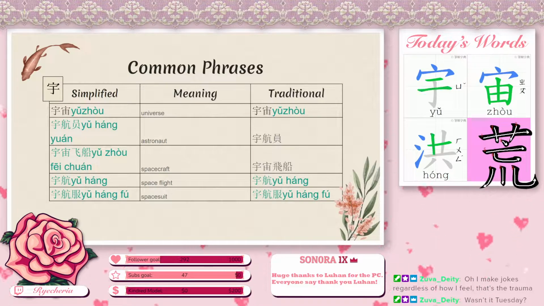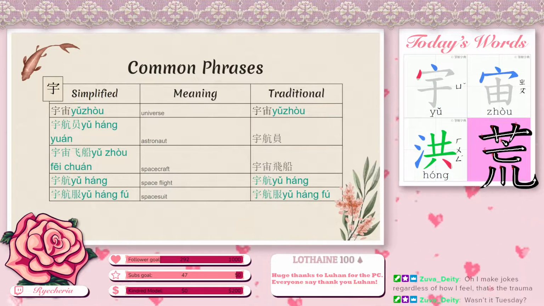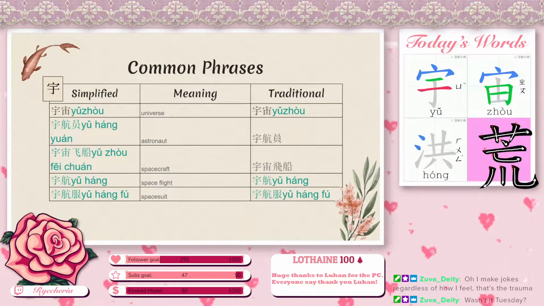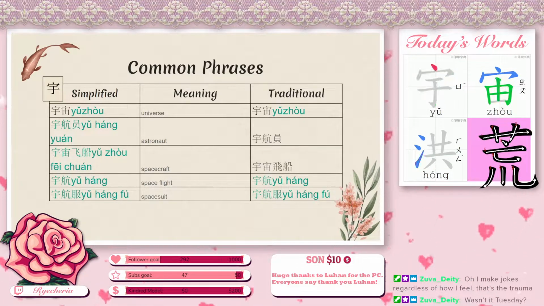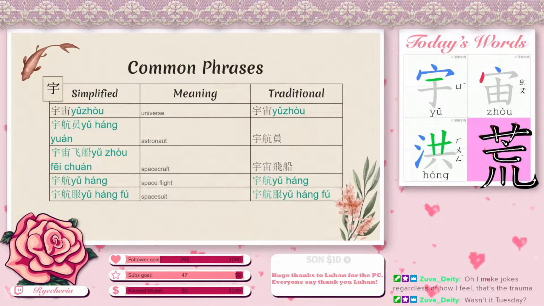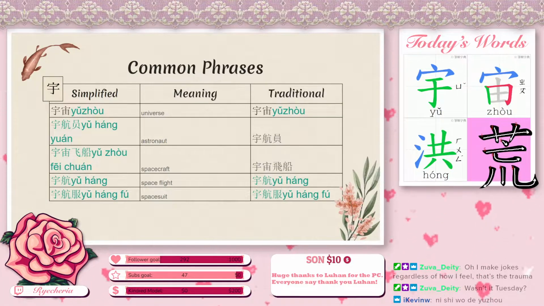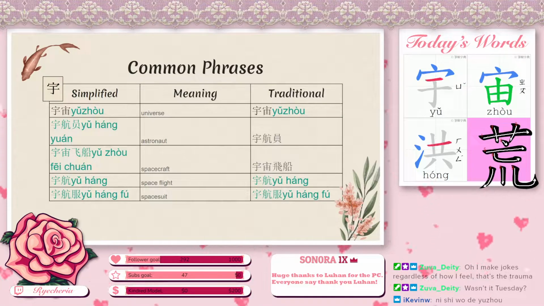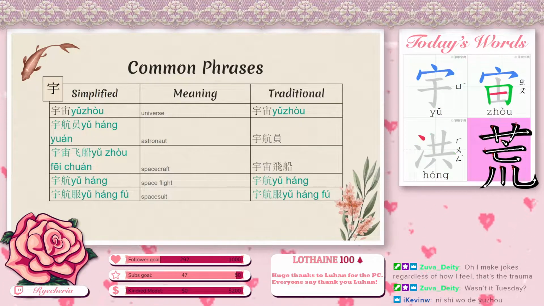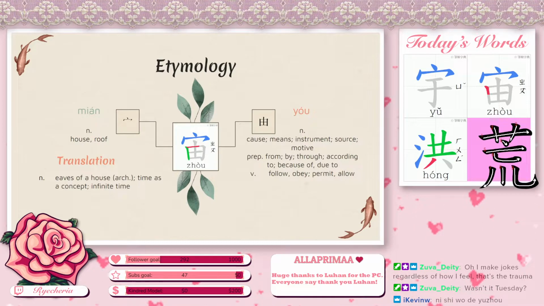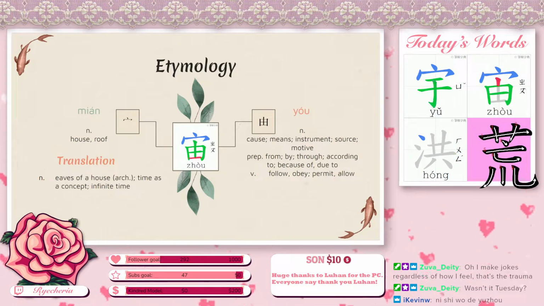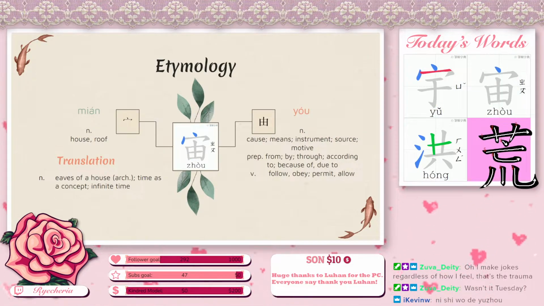So some example sentences. We have 宇宙, which is the universe. We have 宇航员, 宇宙飞船, 宇航, and 宇航服. So we usually only use these two words in combination to describe something to do with space. So we'll talk about the next one before we go to example sentences. 你是我的宇宙, you are my universe. Very good.